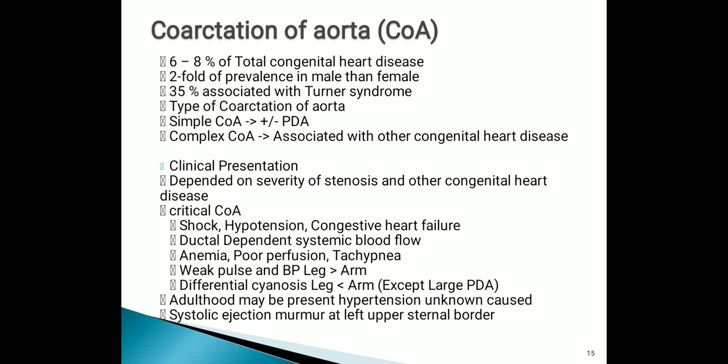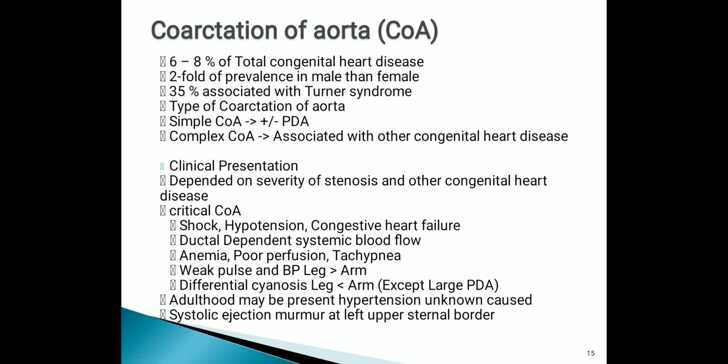Coarctation of aorta: 6 to 8% of total congenital heart disease, twofold prevalence in male than female, 35% is associated with Turner syndrome. Types of coarctation of aorta are simple or complex. Simple is associated with PDA and complex is associated with other congenital disease. Clinical presentation depends on severity of stenosis and other congenital heart disease.